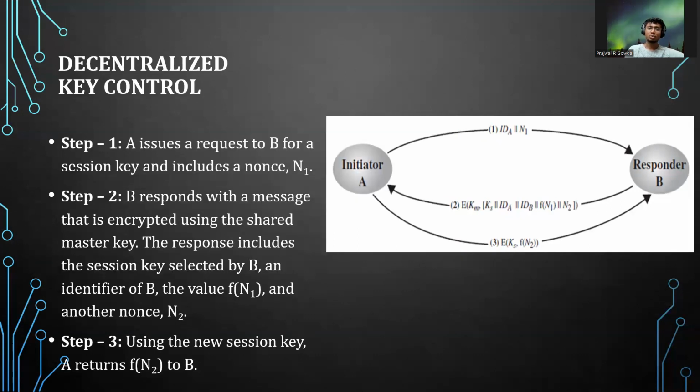Step 1. A issues a request to B for a session key and includes a nonce N1. Step 2. B responds with a message that is encrypted using the shared master key. The response includes the session key selected by B, an identifier of B, the value of f of N1, and another nonce, N2. Using the new session key, A returns f of N2 to B.